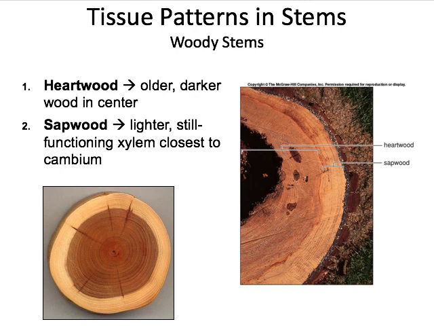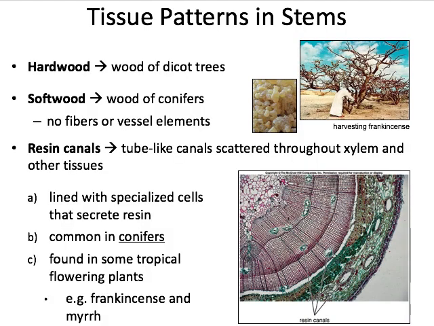The heartwood, therefore, is the older, darker wood in the center of our stem, and the sapwood is the lighter, still functioning xylem that's closest to the vascular cambium. Other terms include hardwood versus softwood. Hardwood is the wood of a dicot tree. Softwood is the wood of a conifer. Recall that conifers don't have fibers or vessels, so that's why we refer to them as softwood species.